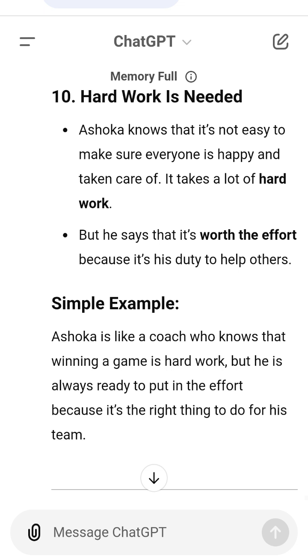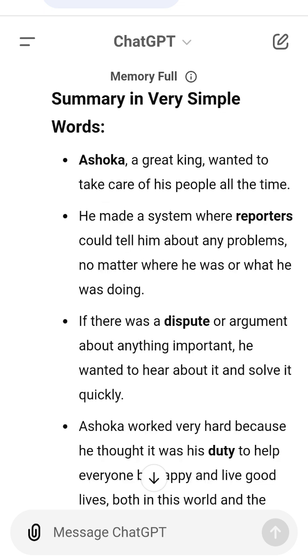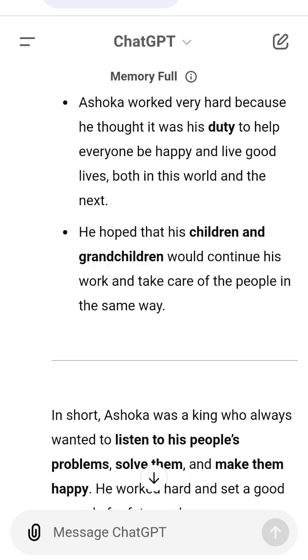He hoped that his children and grandchildren would continue his work and take care of the people in the same way. In short, Ashoka was a king who always wanted to listen to his people's problems, solve them, and make them happy. He worked hard and set a good example for future rulers.